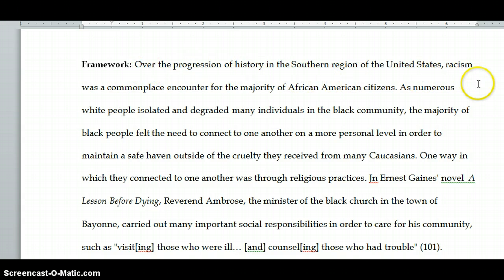So you can read this on your own, but what this student does is give some background about how the South was during this time period, how the different races, the African Americans as well as the whites, were segregated. And then we kind of move closer into the title of the novel, in Ernest Gaines's novel, A Lesson Before Dying. Reverend Ambrose, the minister of the black church in the town of Bayonne, carried out many important social responsibilities in order to care for his community, such as visiting those who were ill and those who had trouble. It seems evident from this student's introduction that she will be talking about Reverend Ambrose in the claim, and her paper will be about his role in the novel.